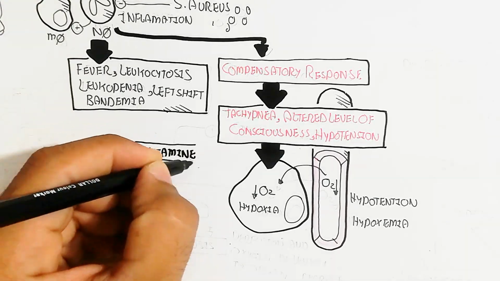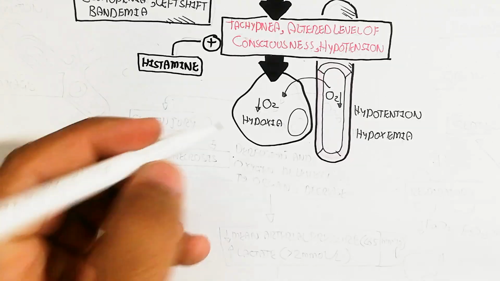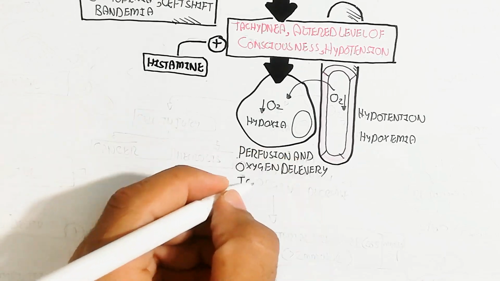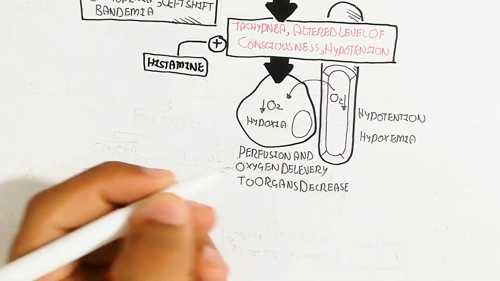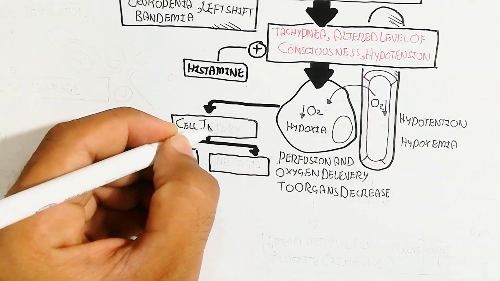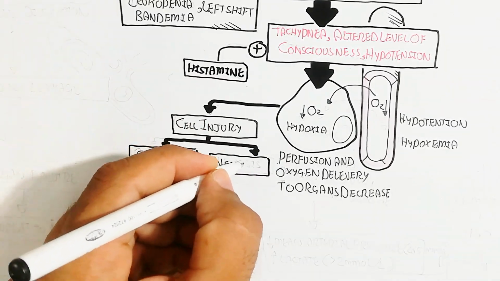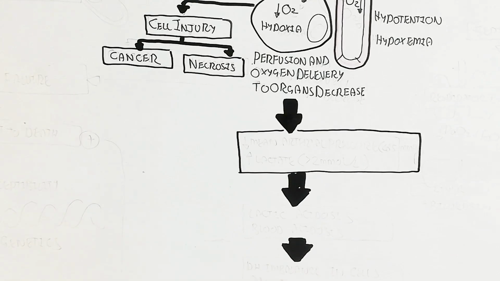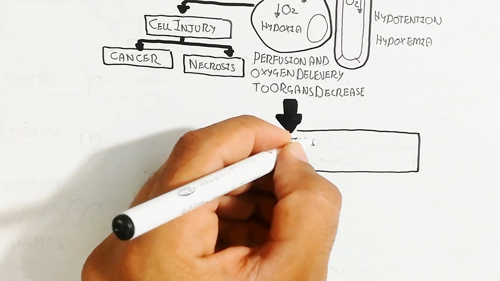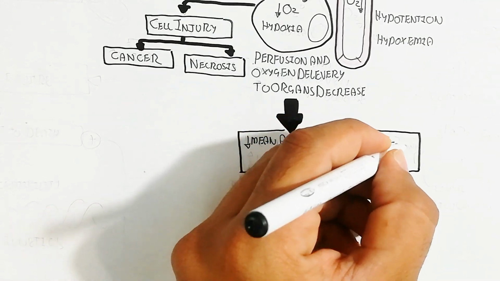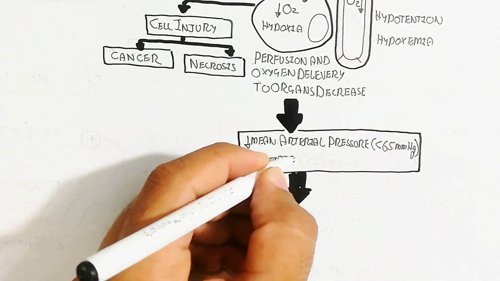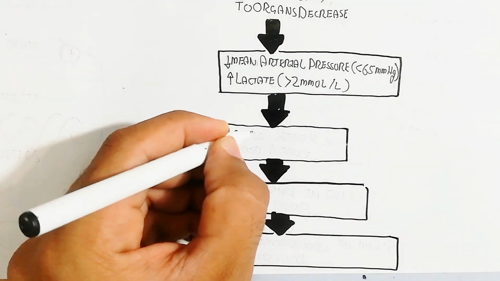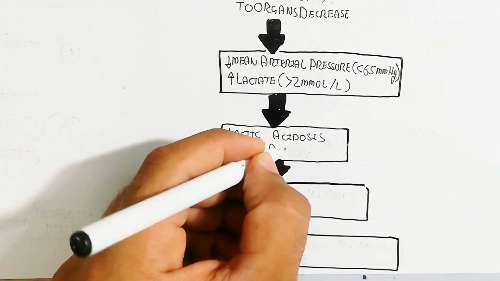Moving into the blood circulatory system, it will lead to hypoxemia, hypotension, and hypoxia in the cell, which will lead to decreased perfusion and oxygen delivery to organs. When perfusion and oxygen delivery to organs decrease, it will lead to cell injury and necrosis. In this way, the mean arterial pressure will decrease and lactate will increase to more than 2 millimole per liter, while the mean arterial pressure will drop below 65 millimeters of mercury.